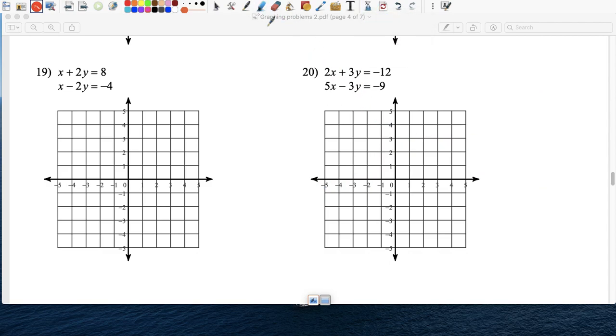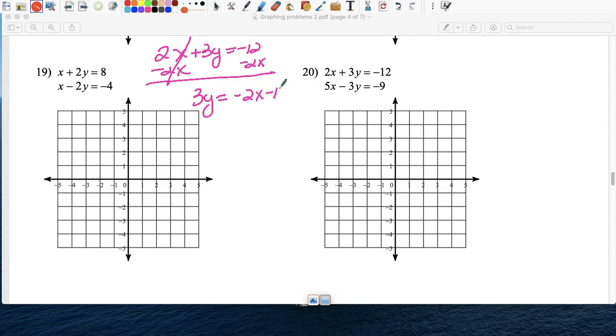Last one. So let's change the first one. 2x plus 3y equals negative 12. Now subtract 2x from both sides. That goes away. I'm left with 3y equals negative 2x minus 12. Let's divide both sides by 3. 3 divided by 3 is just y. Here I'm just going to leave it as negative 2/3 x, and then negative 12 over 3 is just negative 4. So that's my first.